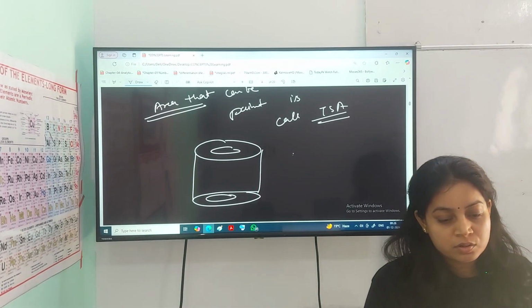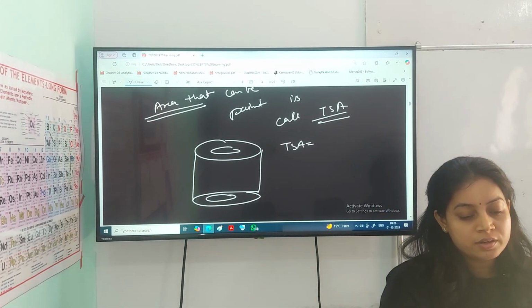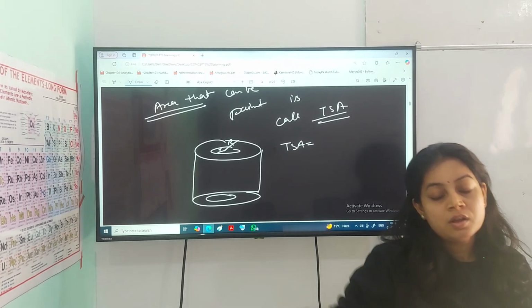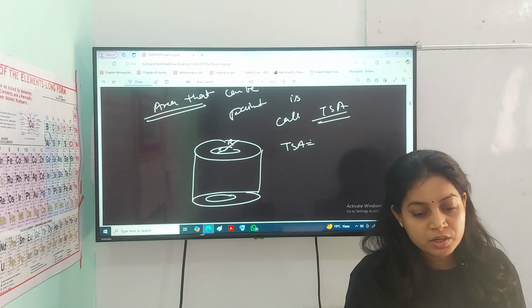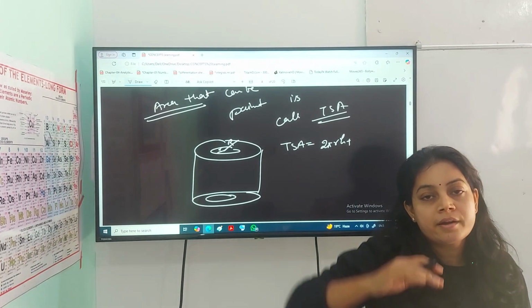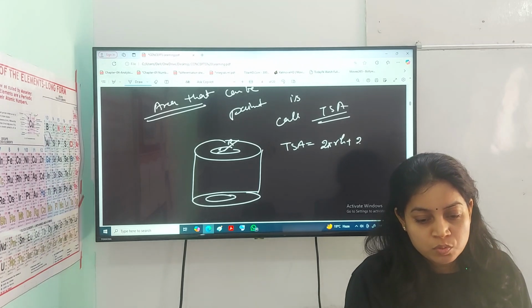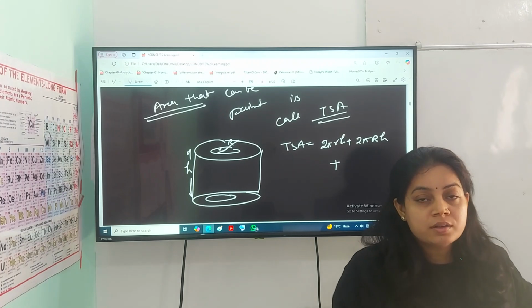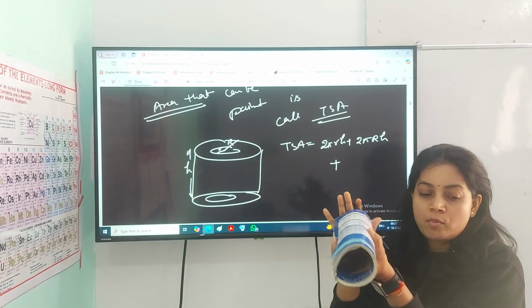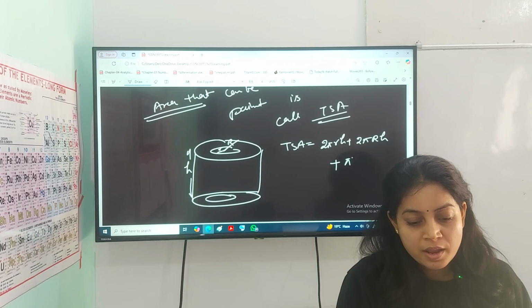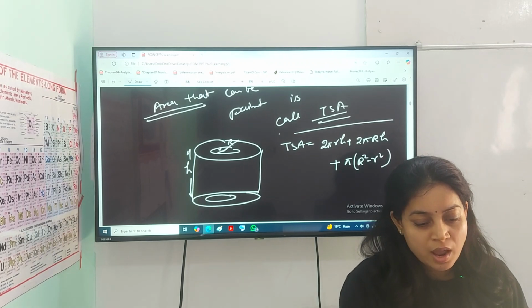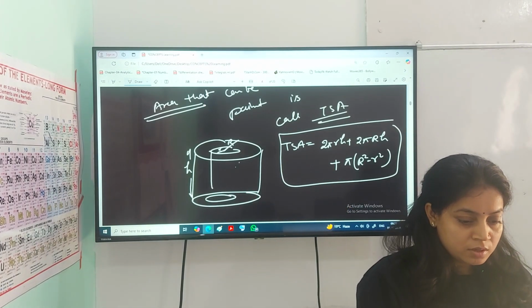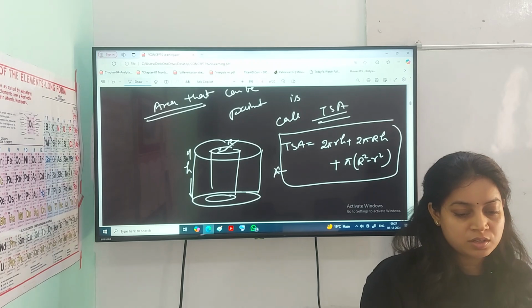So if I write the total surface area of this hollow cylinder, mind it, this is outer radius capital R, inner radius is small r. So inner curved surface area will be 2 pi small r h, and outer curved surface area will be 2 pi capital R h, because height is the same and the radii are different, plus the area of the rings, top and bottom, you'll also consider. So pi (R square minus r square) you will add, and you will get the total surface area of this hollow cylinder, right.